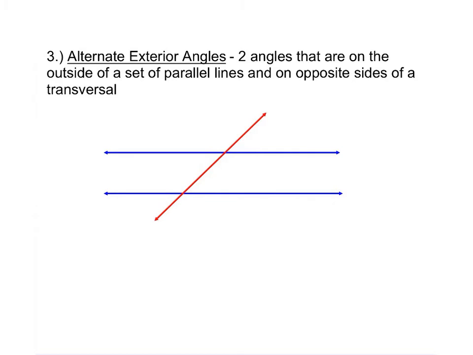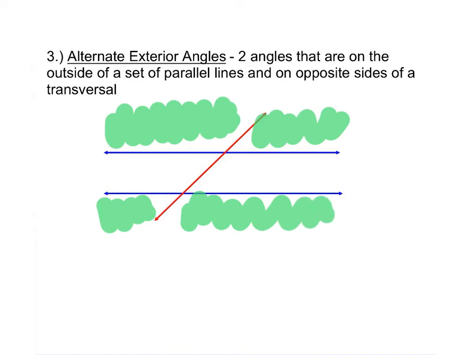We have a third type of angles that are formed when we have two parallel lines and a transversal. These are called alternate exterior angles. Okay, let's think about exterior. That means on the outside. So when we talk about alternate exterior, we are talking about the space on the outside edges of the parallel lines. Okay, this space that I'm highlighting in green is the exterior.